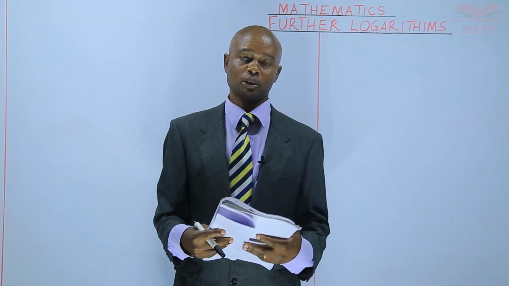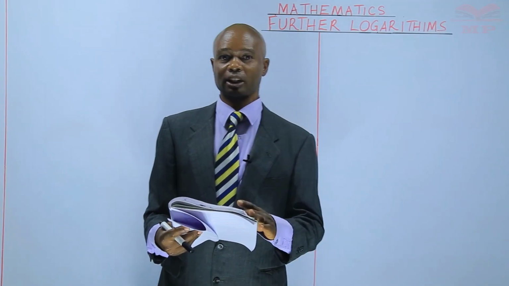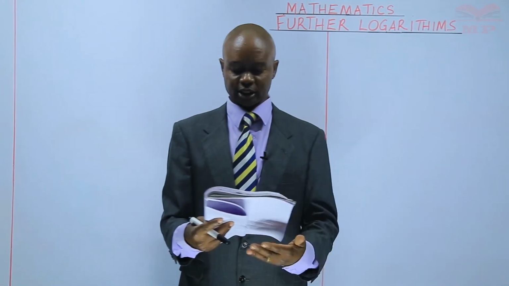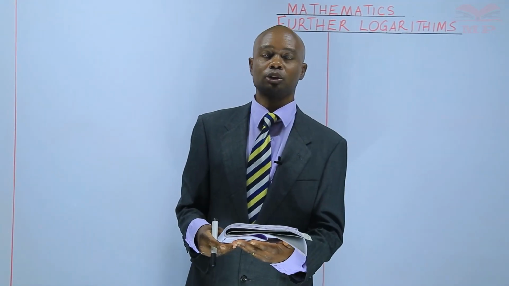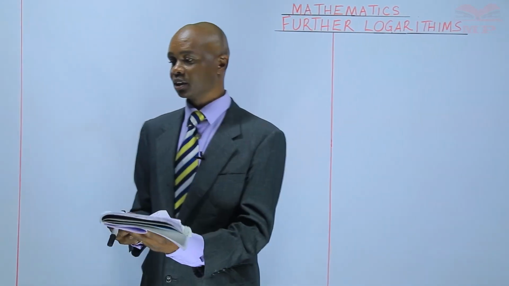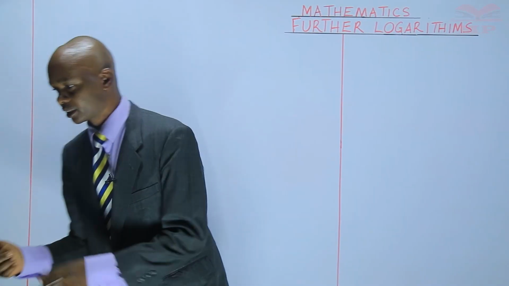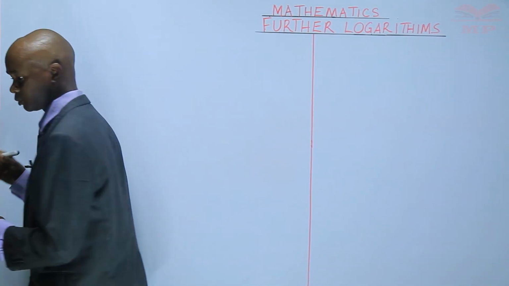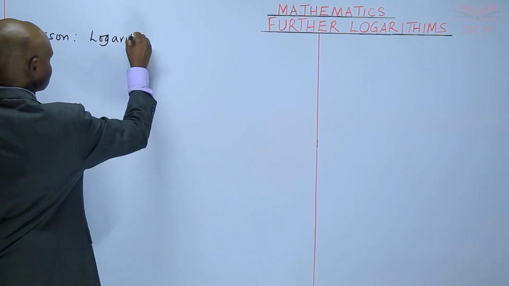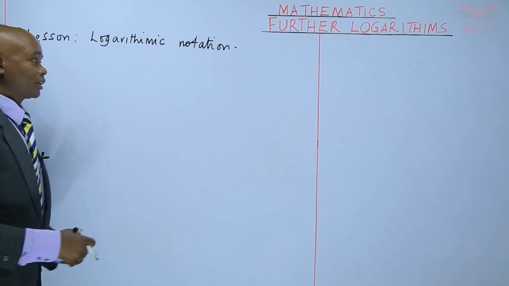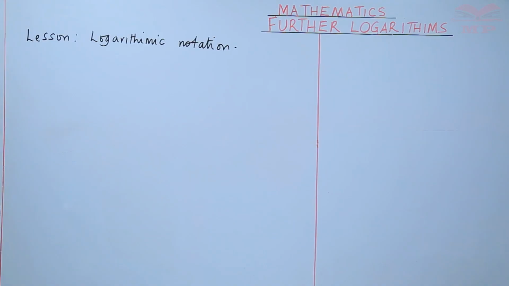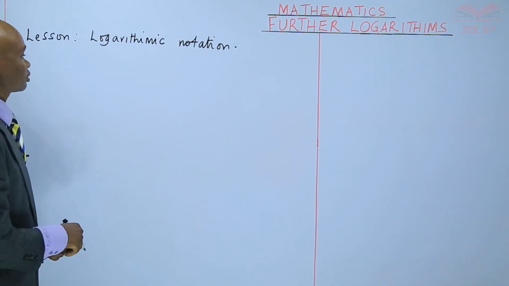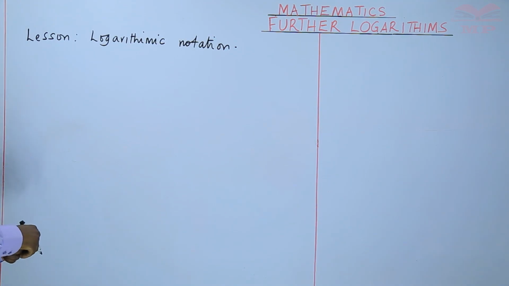But as usual, we don't bite these at one bite, so you go step by step. In today's lesson, we are going only to look at logarithmic notation. This is to enable the learner to express numbers in index form to logarithmic form.